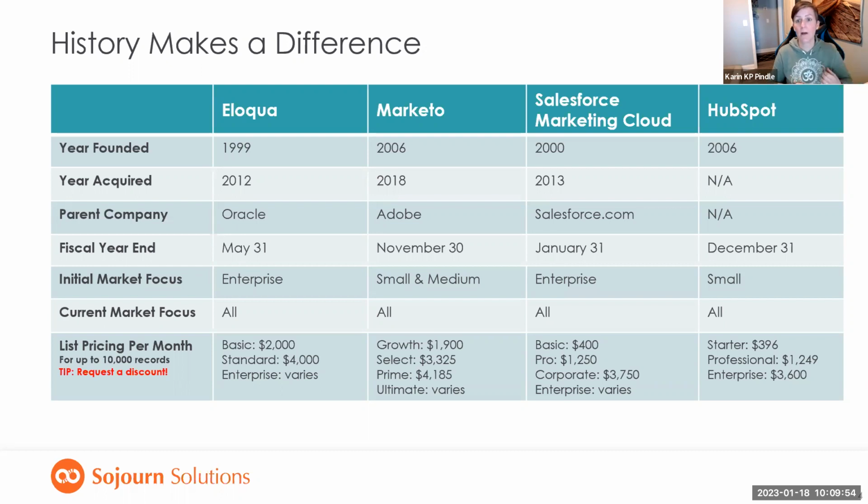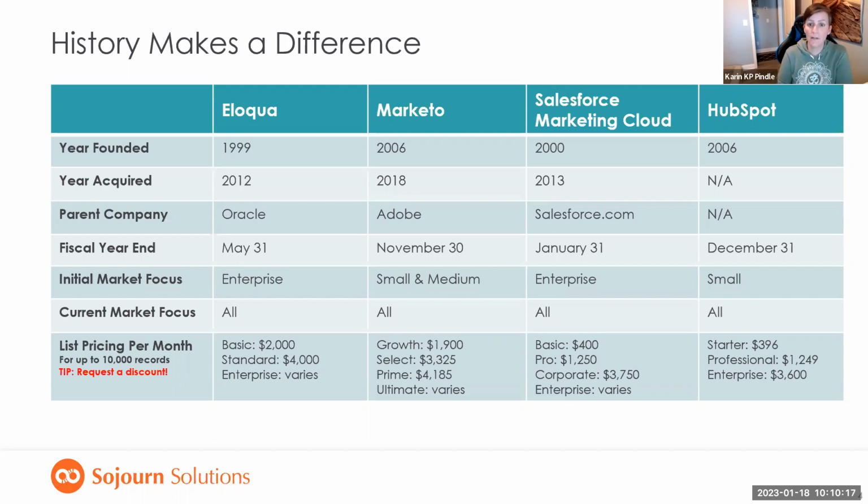Marketo and HubSpot came about the same time in 2006. So three out of the four platforms have been acquired, except for HubSpot. HubSpot remains its own entity with various hubs. And today we're really honing in on their Marketing Hub, not their CRM or their Content Hub, etc. The parent company for each, you can see there, and I referenced each of those.